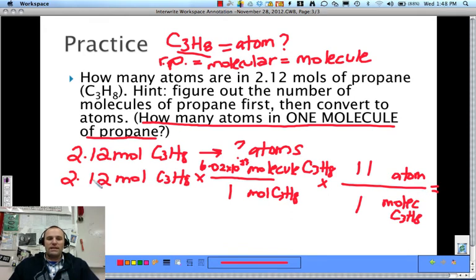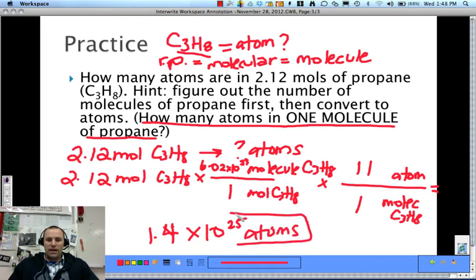When you multiply this out, 2.12 times 6.02 times 10 to the 23rd times 11, you get an answer of 1.4 times 10 to the 25th atoms. And it's not atoms of propane. It's not atoms of anything. It's just total atoms. You could get real specific and say atoms of carbon and hydrogen, but you don't need to do that.